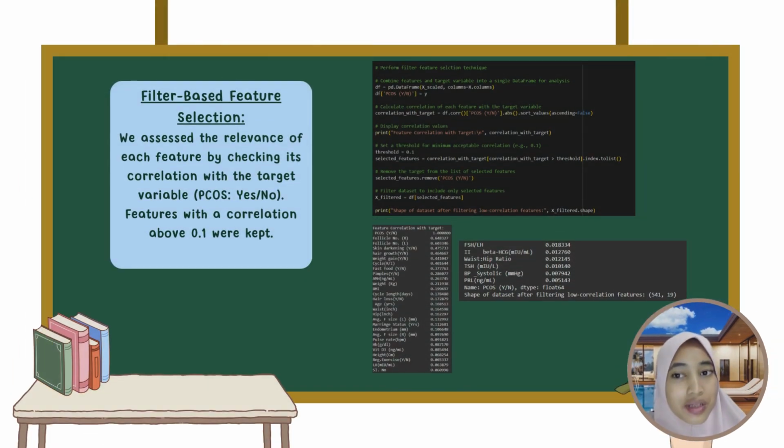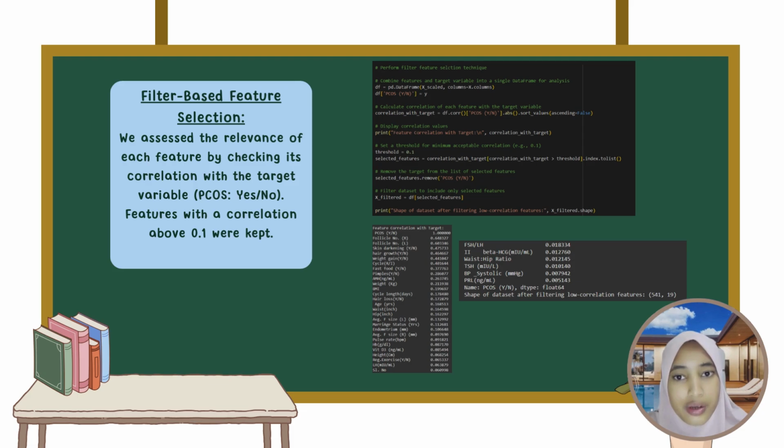Okay, next we will use the filter-based feature selection where we assess the relevance of each feature by checking its correlation with the target variable, that is the PCOS, yes or no. The features with a correlation above 0.1 will be kept.